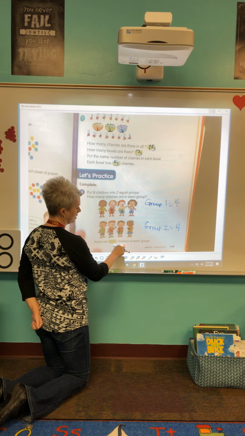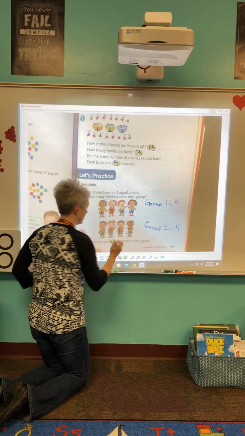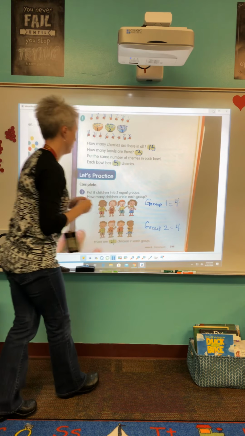There are blank children in each group. There are 4 children in each group.